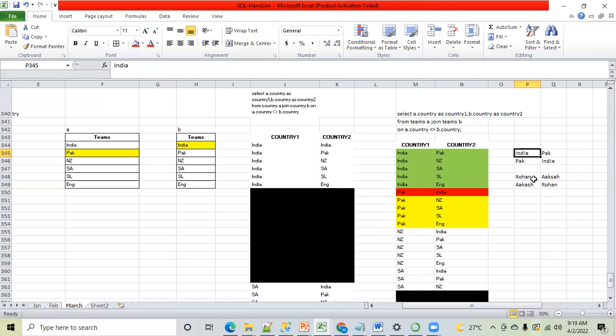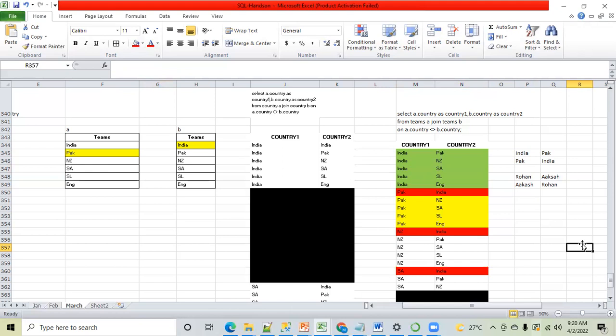So what to do, guys? How to handle this? How to remove this record? I don't want this Pakistan, India that is coming. And similarly, if you see New Zealand, India, this is also coming. Do you want this one, New Zealand, India? No. Why? Because we already have the India, New Zealand match. Already you have covered it here, correct? Similarly, do you want this South Africa, India? No, because we have already covered India and South Africa here, correct? Now what to do? How to handle this? What logic should we implement?